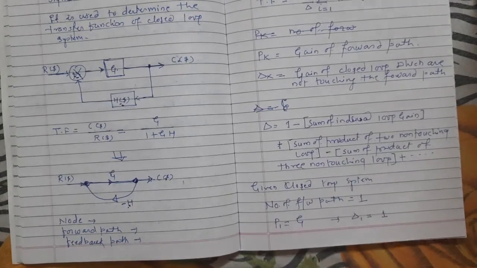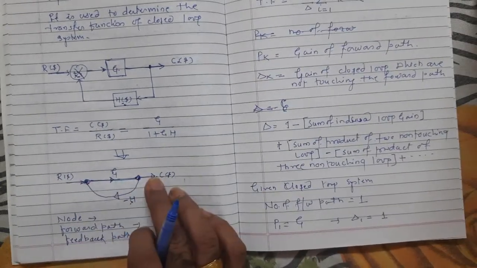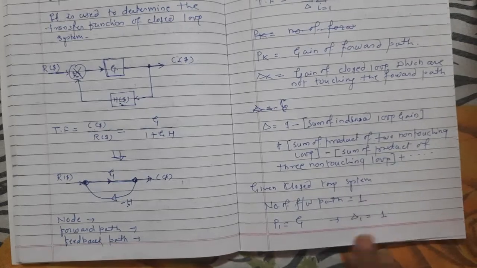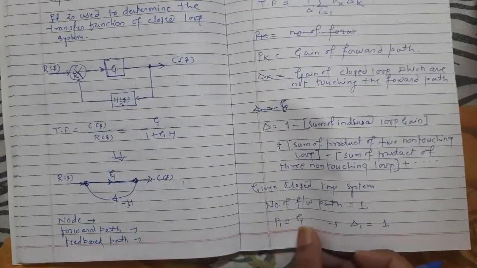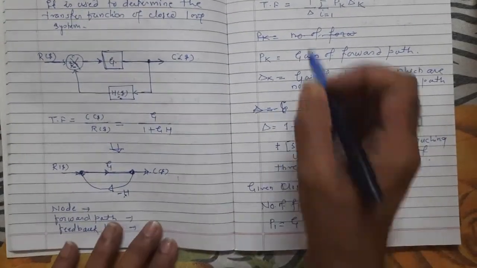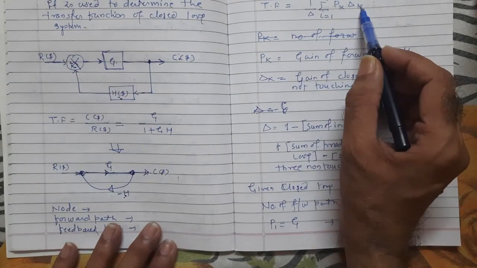If the loops are not touching any part of the forward path at all, then we have to calculate del 1. We will see that in the coming examples also. So P1 is G and del 1 is equal to 1. Here L1 we have calculated, it is equal to minus G into H. Now see here, P1 we have calculated, del 1 we have calculated.